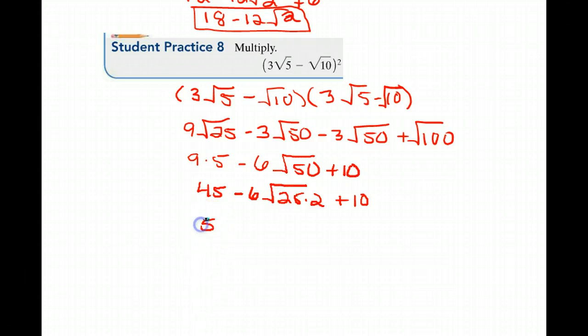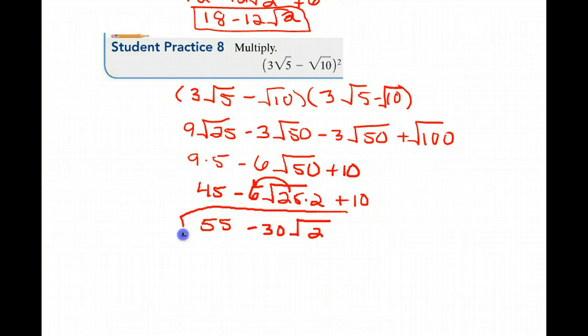45 plus 10 is 55. The square root of 25 is 5. When we bump that out, it gets multiplied by the negative 6. Negative 6 times 5 is negative 30 root 2. And here is our final answer: 55 minus 30 root 2.